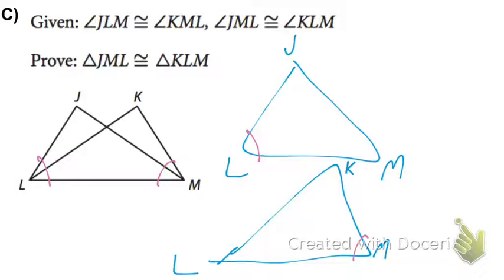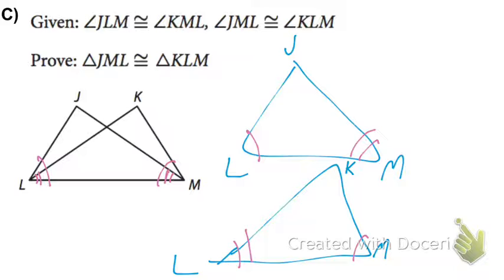Okay, what's another piece of information we know? Okay, Gregory. Angle JML is congruent to angle KLM. Okay, so I'll put that down there. In our big picture, they kind of look like this tiny little angle down here at the bottom right and this tiny little angle down here on the bottom left. Okay, so now we have two sets of angles.